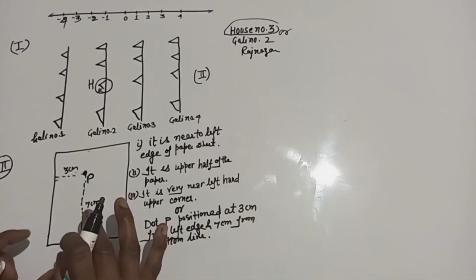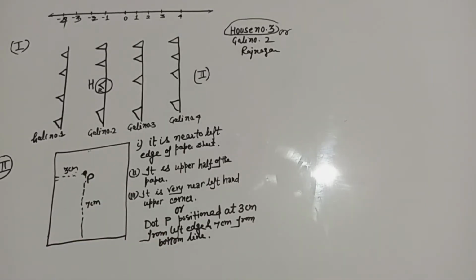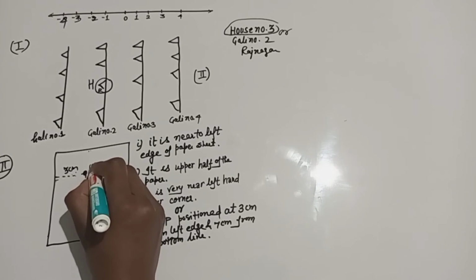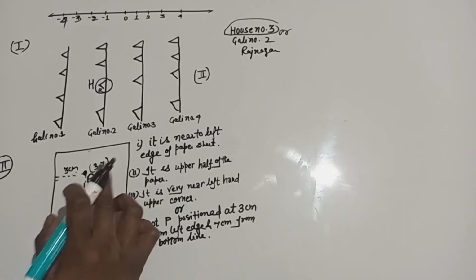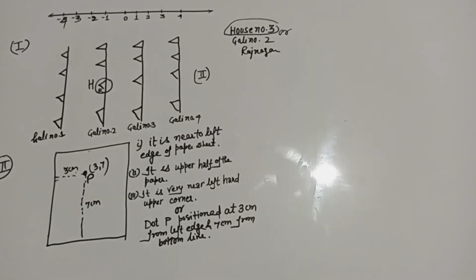So this gives proper information about where dot P is located on a paper sheet. It means it is 3 centimeter from the left side and 7 centimeter from the bottom. This is a 3 and this is 7. So from the horizontal line it is 3 and from the vertical line it is 7.